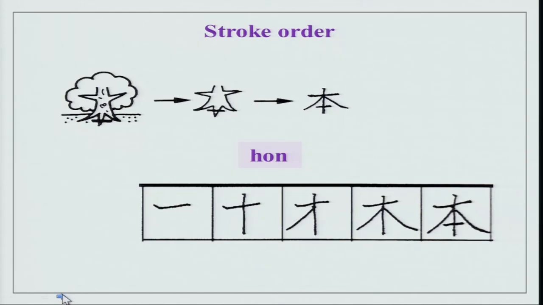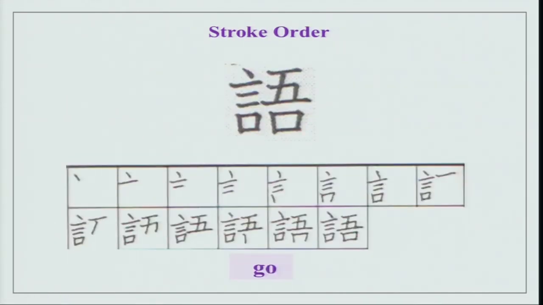Now you can see the stroke order, how it has been made. Well, the tree is over here, cut the tree and make hon out of it. Stroke order is 1, 2, 3, 4 and then 5. So, it is a 5 stroke character. We have go over here. So, let us see how many strokes are there in go. Ichi, ni, san, shi, go, roku, nana, hachi, kyu, ju, juichi, juni, jusan and jushi. So, we have 14 strokes in go. You can practice it. The order is given over here.